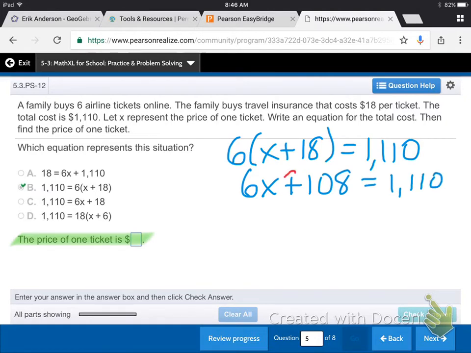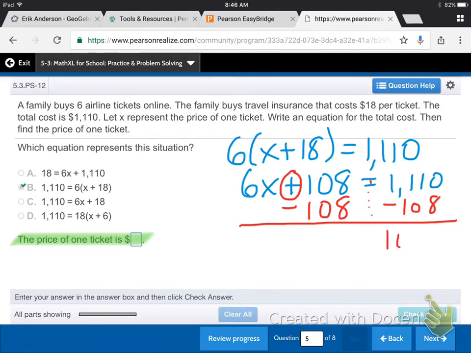We should know what to do at this point. We are going to use the inverse of addition, which is subtraction, of 108, and then we're going to do it on both sides of the equal sign. Here's my fence. And let's see, 1,110 minus 108 is 1,002. And that equals 6x.